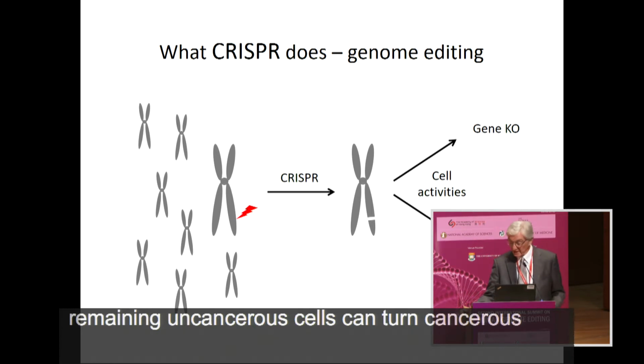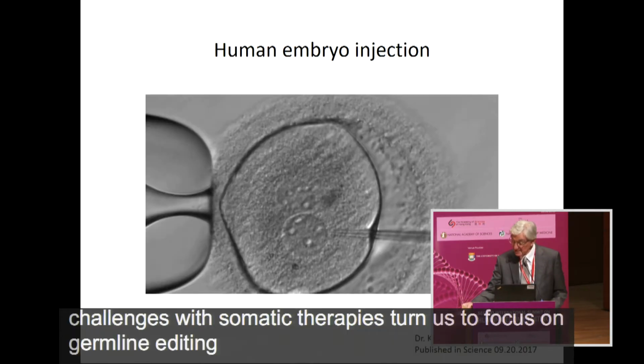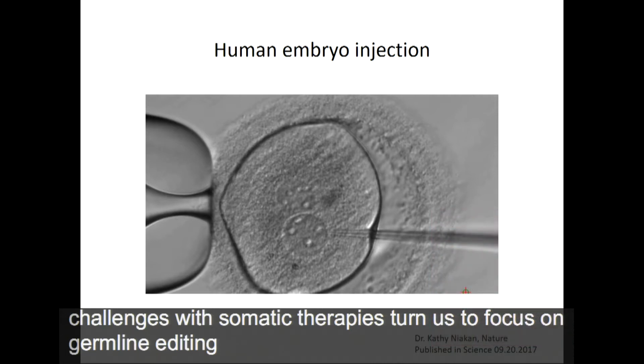These challenges with somatic therapies often turn us to focus from the somatic to germline or reproductive editing, to the elimination of the causative mutation in single-cell embryos and consequently in all cells of the treated individual. It may be surprising that the mechanical operations involved in germline editing are simpler in some ways than what we need in somatic editing. The target cells are readily accessible through in vitro fertilization, and delivery can be achieved by direct injection, as shown here.